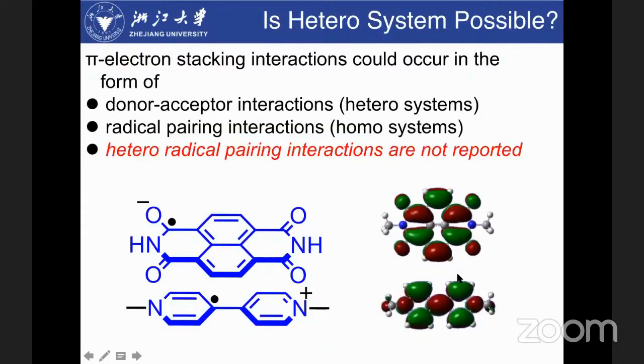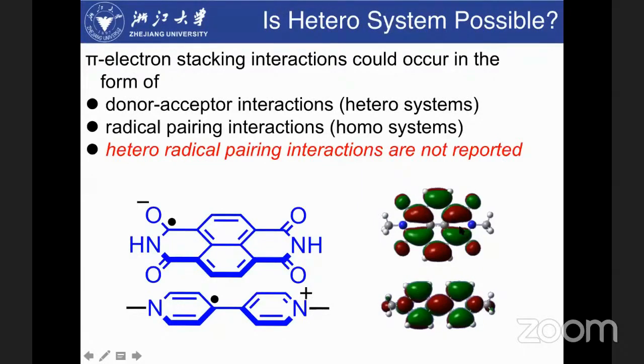So my question is, if two identical radicals can undergo pi-pi stacking, can we do the pi-pi stacking between two different radicals? Hetero radical pairing interactions were not reported before. You can see this is NDI, which is naphthalene diimide. This is viologen radical cation. Can they undergo pi-pi stacking? In the beginning, you can see the SOMO orbitals do not match, right? You can see the phase: this is plus, plus, minus, minus, and this is minus, minus, plus in the middle.